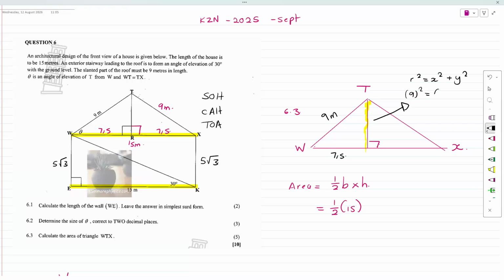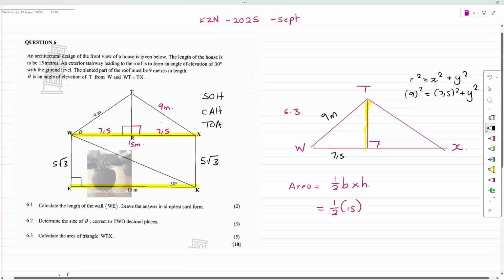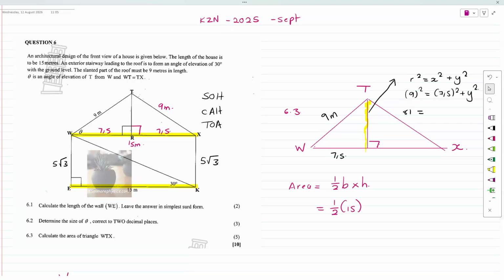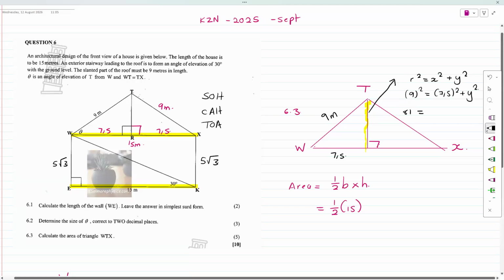This equals 7.5 squared plus y squared. If I simplify this, let me try and make it a little bit neater. This would be 81 equals 7.5 squared, which is 56.25. Let's put it as 56.25. It's easier for me to deal with.